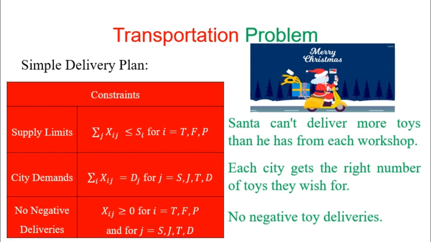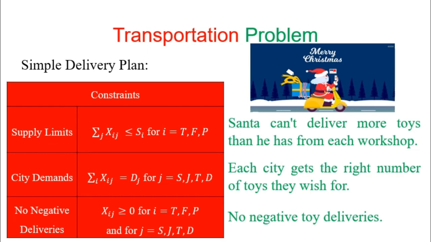Similarly, what should be your demand constraint? It basically means that sigma xij should be equals to dj. That is the demand from each of the cities. So your j will have the values Snowville, Jingleburg, Twinkletown, and Dream City. These are your four cities, or the four values that your parameter j can take. That is the meaning of your demand constraint.